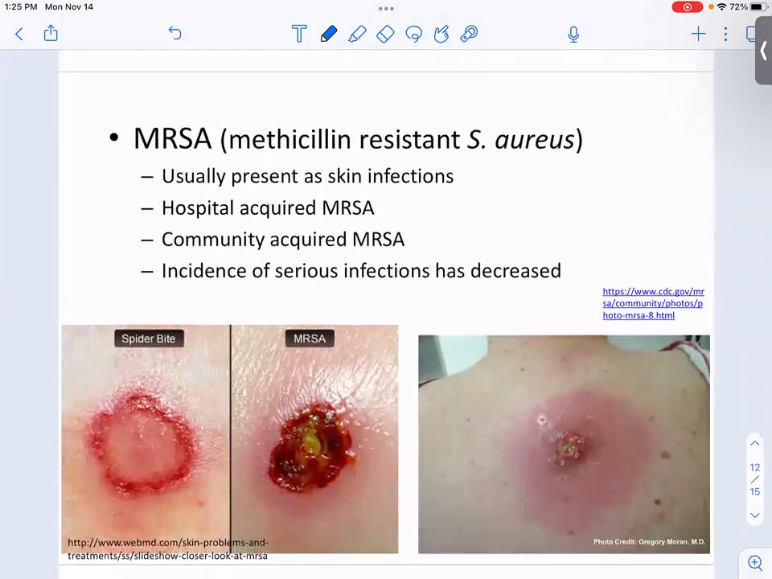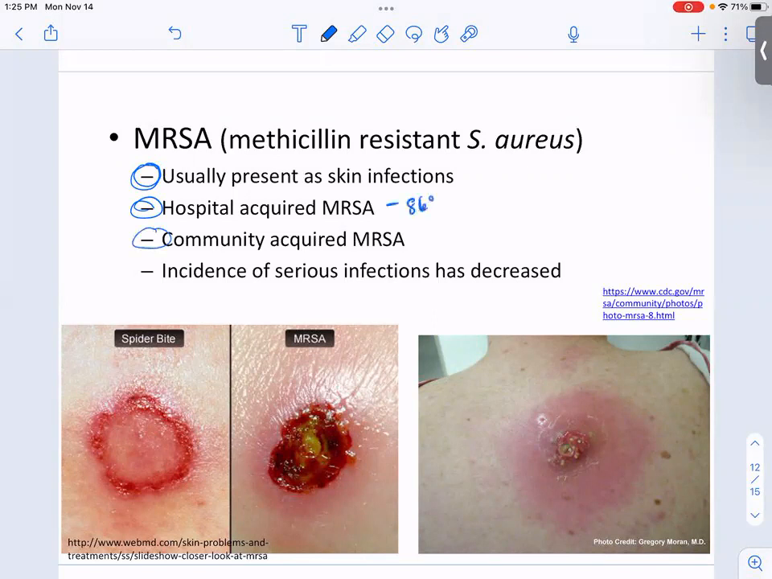We'll move on. MRSA, then, methicillin-resistant Staph aureus. This is a strain of Staph aureus that's resistant not only to methicillin, but to lots of commonly used antibiotics, not only beta-lactams, in fact. These usually present as skin infections, but if they're hospital acquired, sometimes it's a result of surgery and they're deep within, maybe on some kind of implant, an artificial hip or something like that.